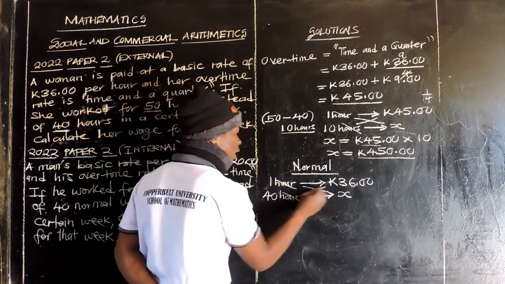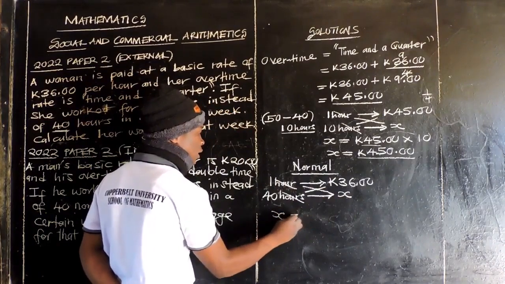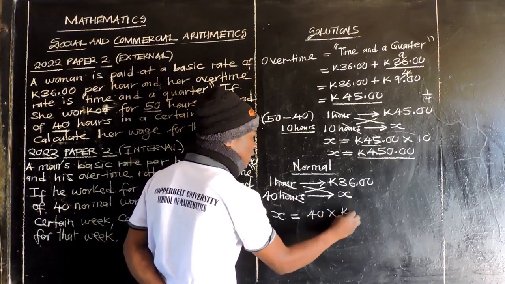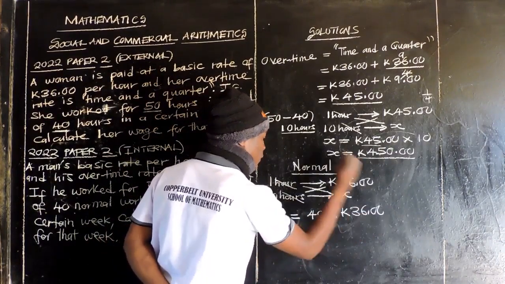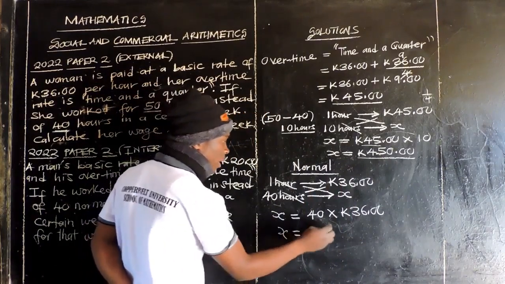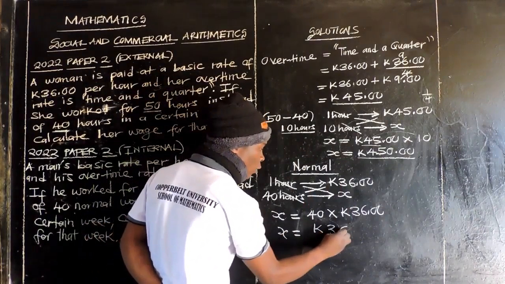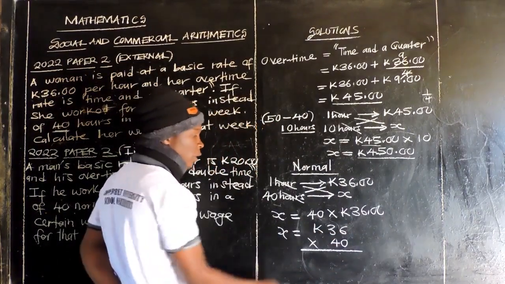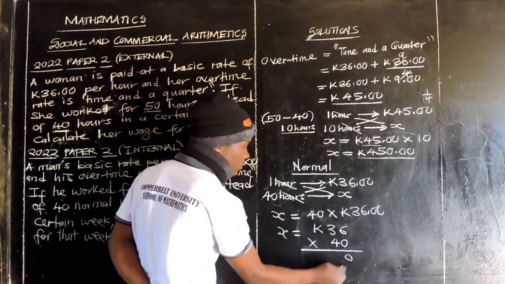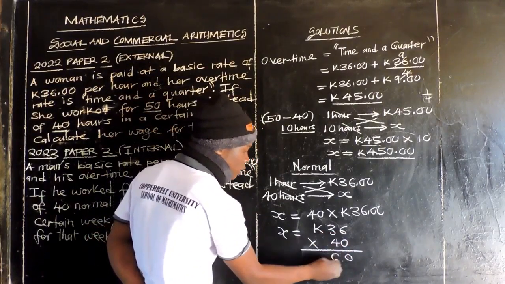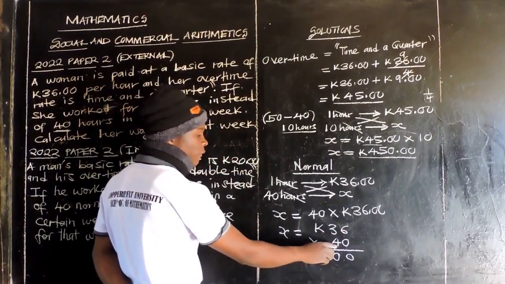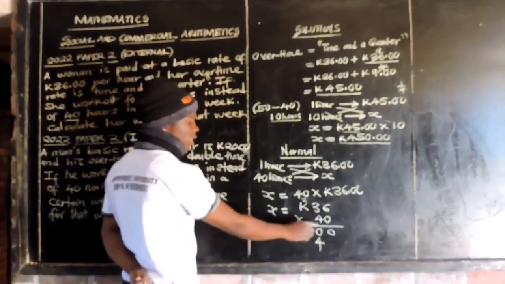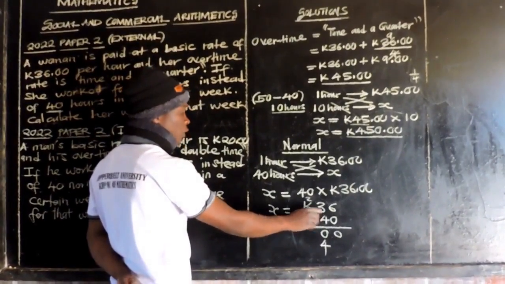You can cross multiply and say 1 times X, you get X is equal to 40 multiplied by 36 kwacha. Are we together, people? So we can say X is equal to, now let us multiply 36 kwacha multiplied by 40. So 6 times 0 gets 0. 0 times 3 gets 0. Then you have 4 times 6, you get 24. So you write 4, carry 2. Then 4 times 3 you get 12. 12 plus 2 gets 14.